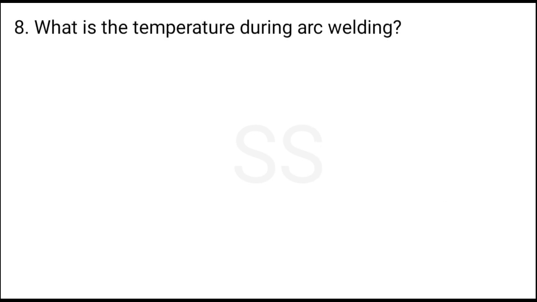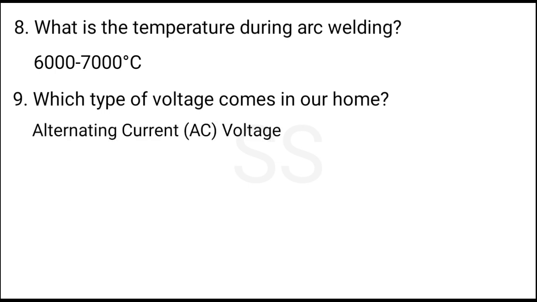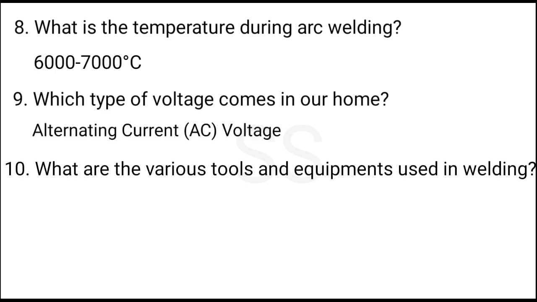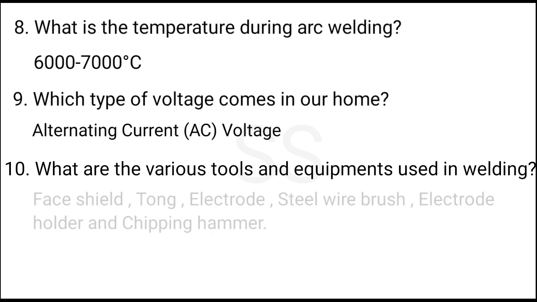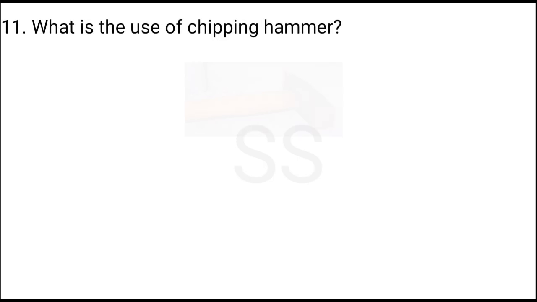What is the temperature during arc welding? The temperature during arc welding is usually from 6,000 to 7,000 degrees Celsius. Which type of voltage comes in our home? The type of voltage that comes to our home is alternating current or AC voltage. What are the various tools and equipments used in welding? The various tools and equipments used in welding are face shield, tong, electrode, steel wire brush, electrode holder, and chipping hammer.